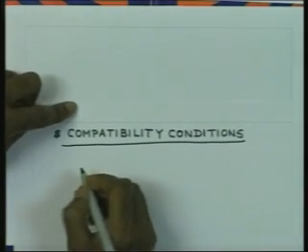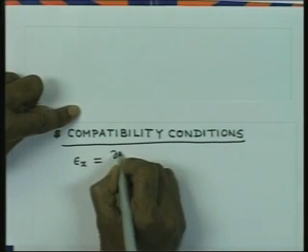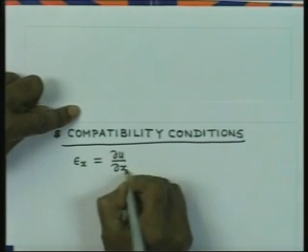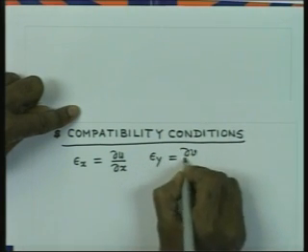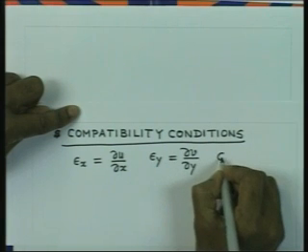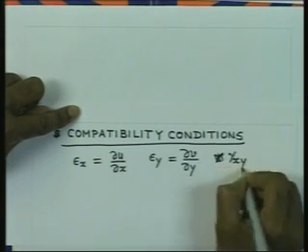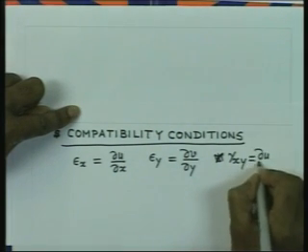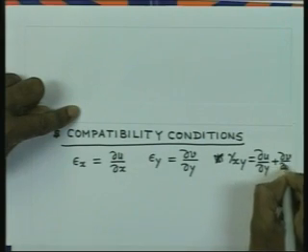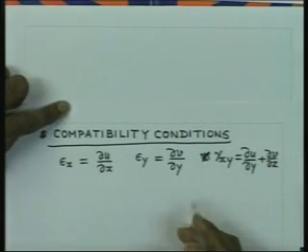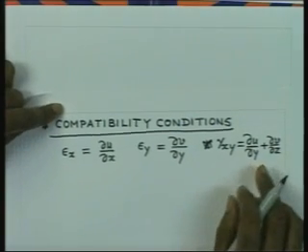We have already got the expressions for strains like epsilon x equals delta u by delta x, epsilon y equals delta v by delta y, and then we have gamma xy equals delta u by delta y plus delta v by delta x. Now, we see that the three strain components are defined by the two displacement functions.